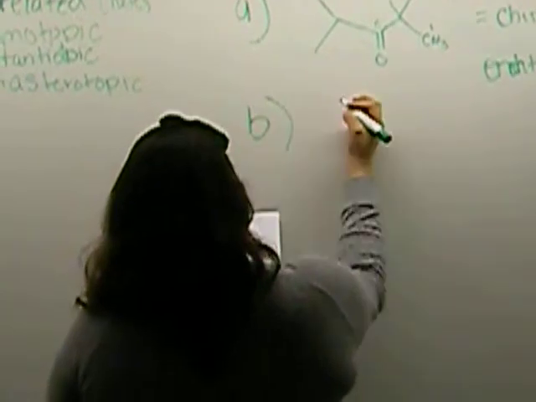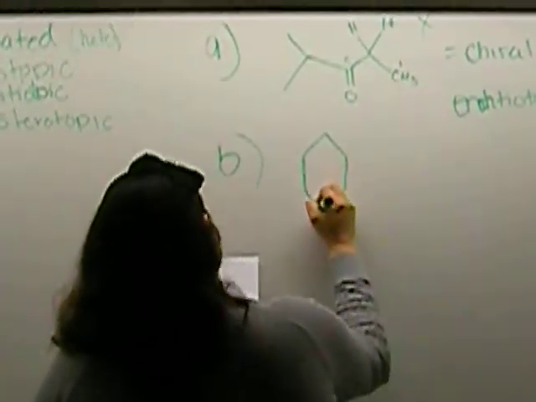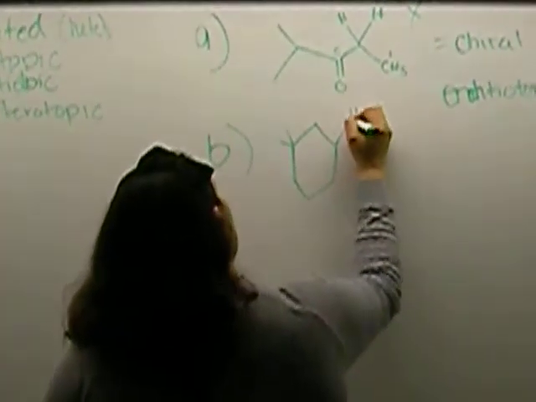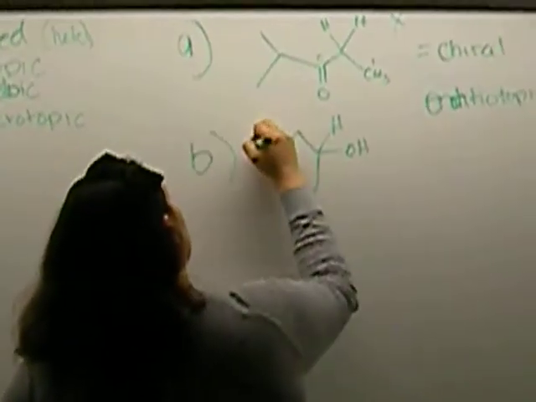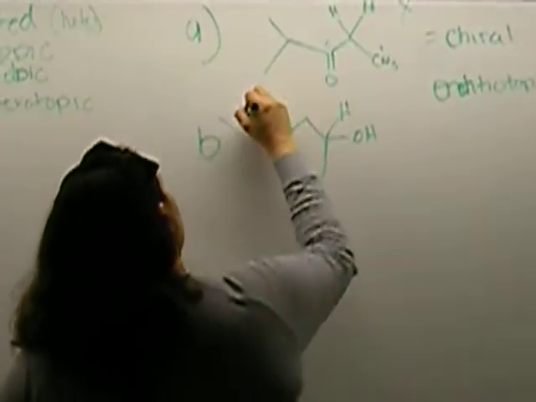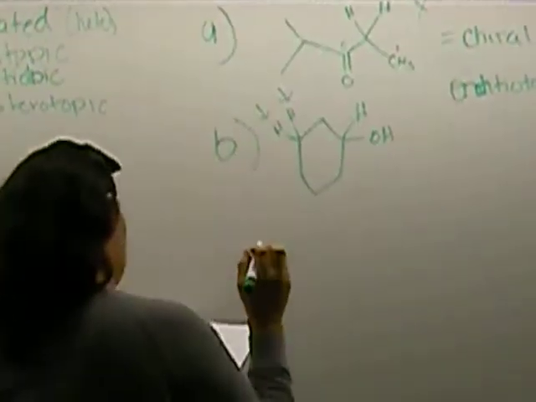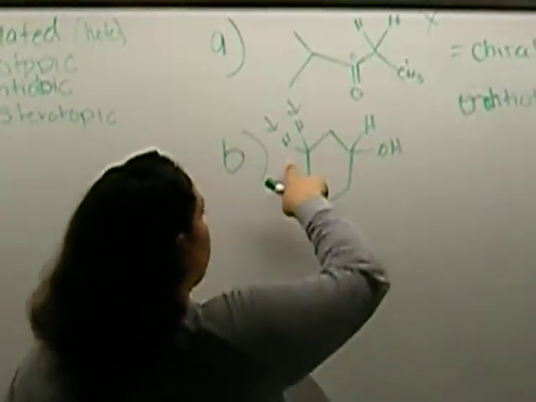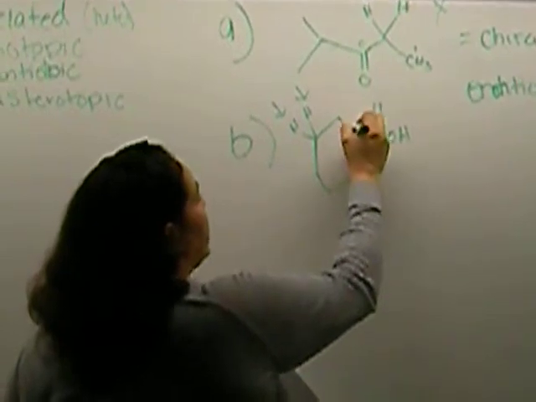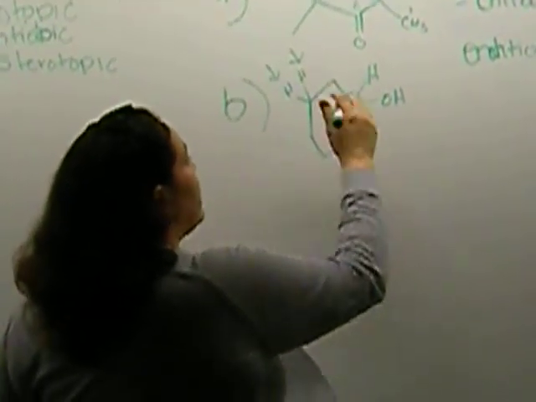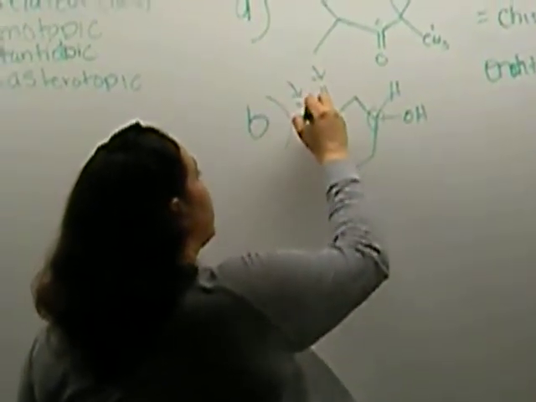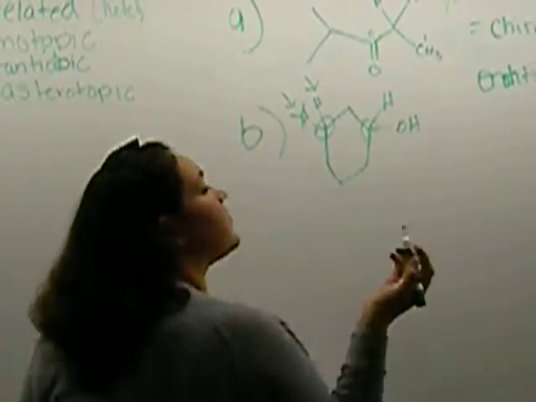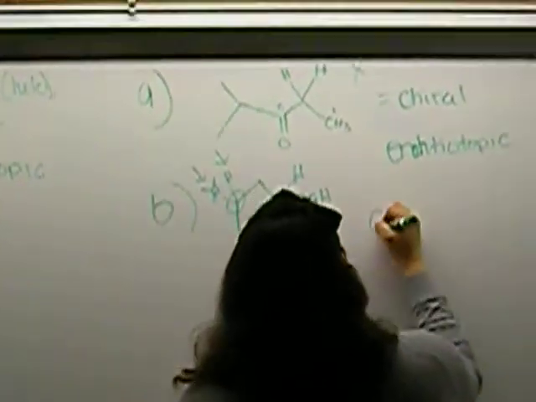Let's try this. Next one is these hydrogens. We're looking at these ones right here. This is already a chiral center. This is not a chiral center. But if you replace this with an X, it creates two chiral centers because the bonds next to them will be different. So it's diastereotopic.